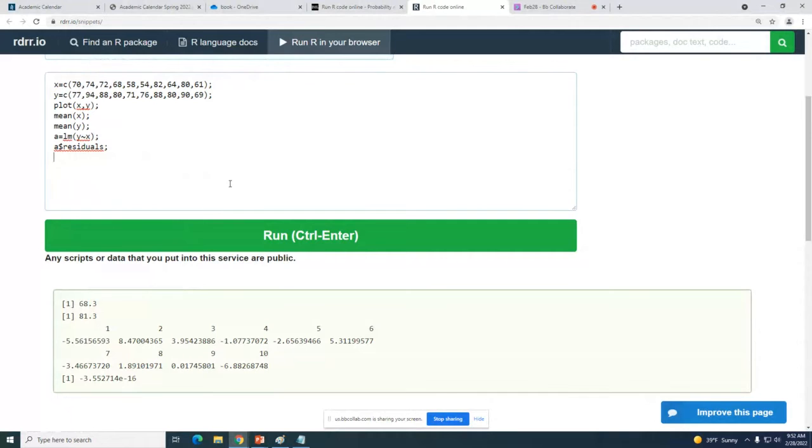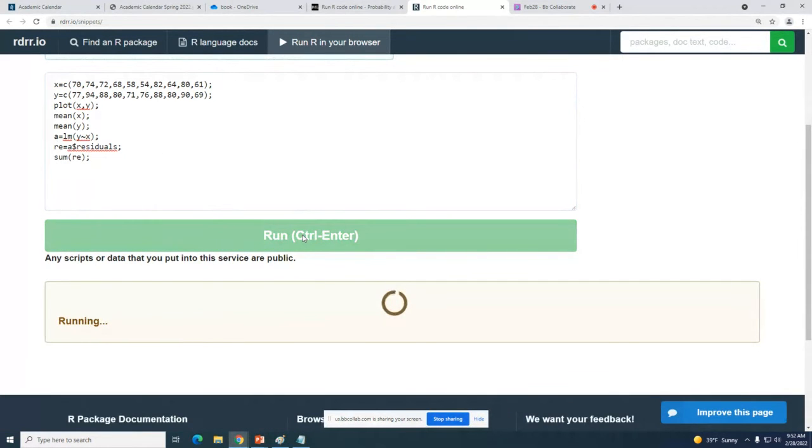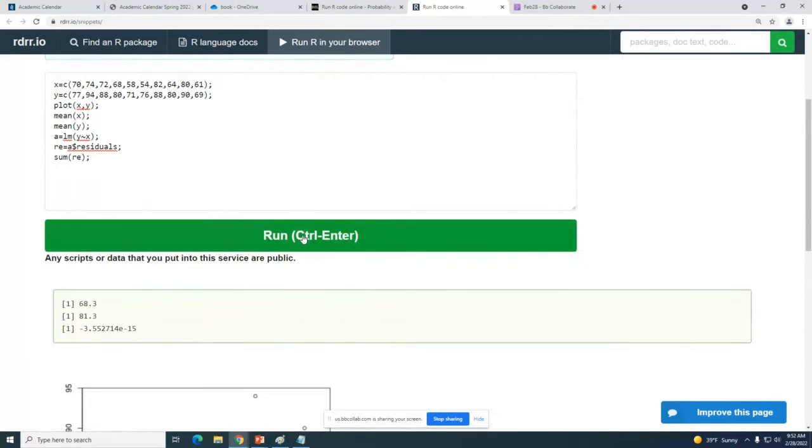And if we want to find sigma squared, I'll just call it RE, and we can find the sum of the RE data. I'm trying to name it differently so it doesn't conflict. What happened there? It doesn't look right. Oh, I'm supposed to square that.